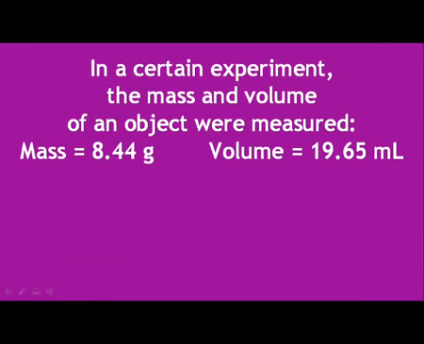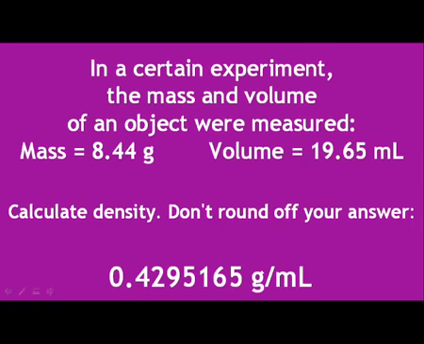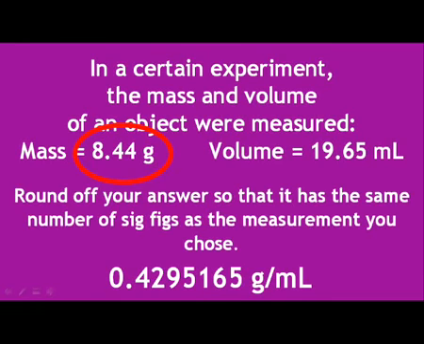In our next example, we are going to calculate the density of an object. The mass is 8.44 grams, and the volume is 19.65 milliliters. To calculate density, we divide mass divided by volume, and we get 0.4295165 grams per milliliter. Considering that the 8.44 grams has the fewest number of sig figs, then we must round off our answer to have exactly 3 sig figs.